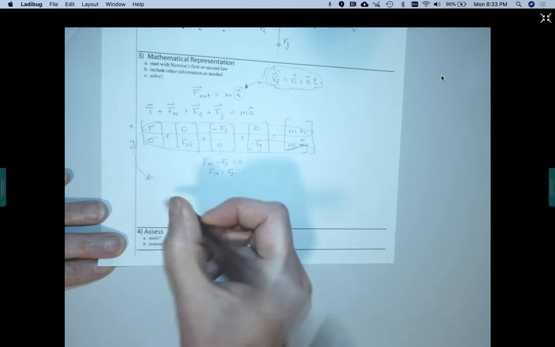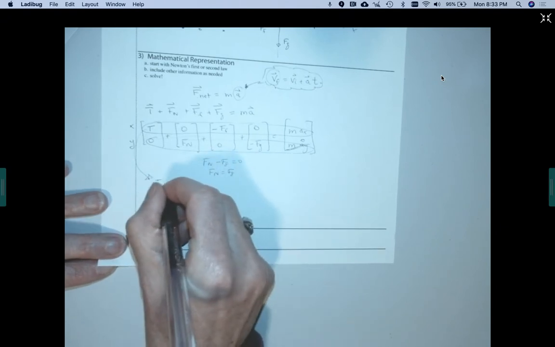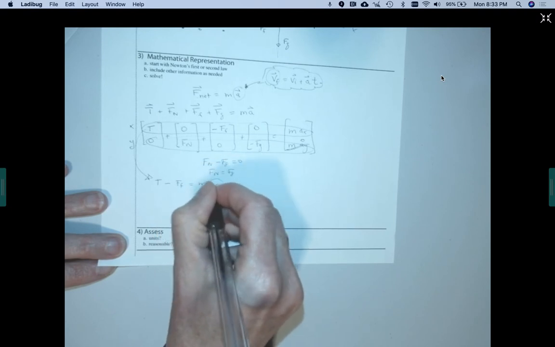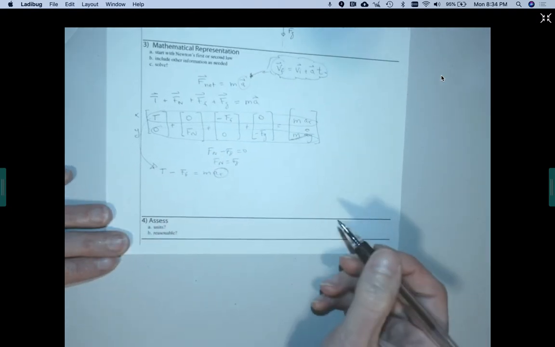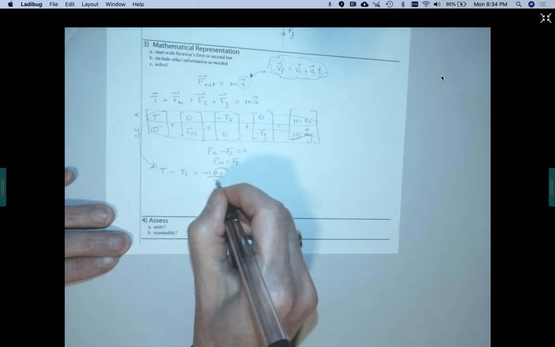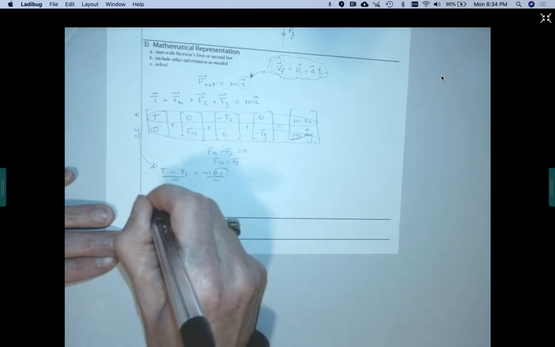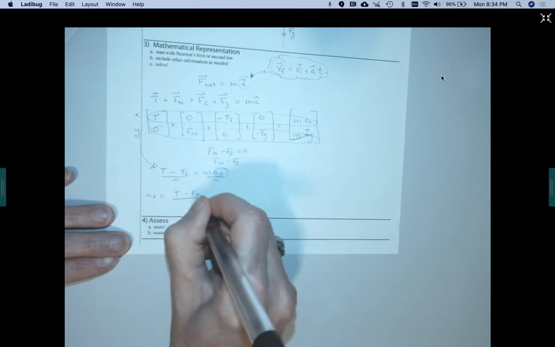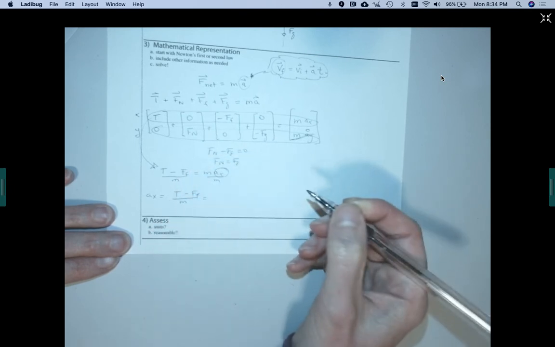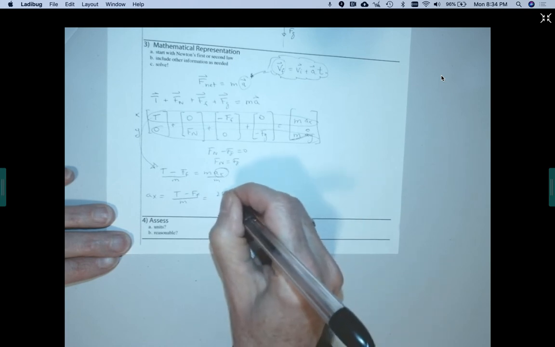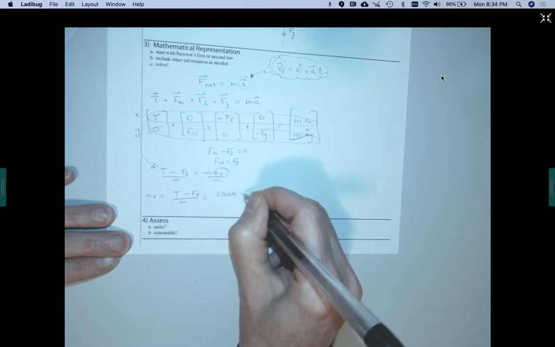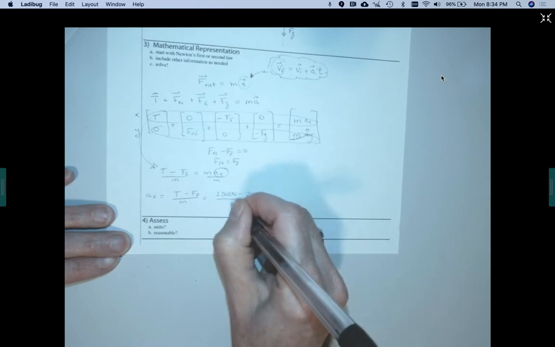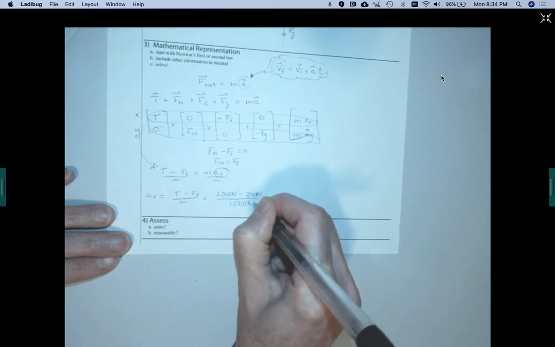Okay, so now let's bring out our x equation. So we have tension minus the force of friction equals max. That's what we want to solve for. So we can divide both sides by mass, and we get the acceleration is tension minus the force of friction divided by the mass. And now I can plug in. My tension is 2,500 newtons, my force of friction is 200 newtons, and my mass is 1,500 kilograms.